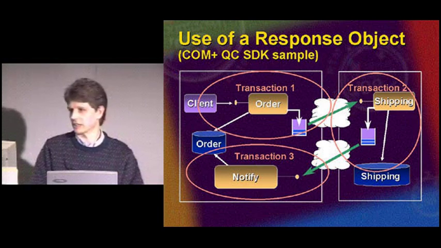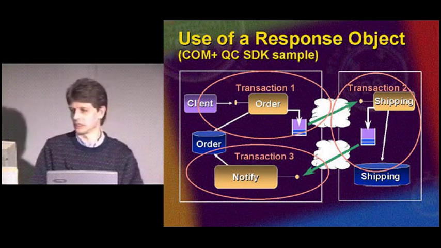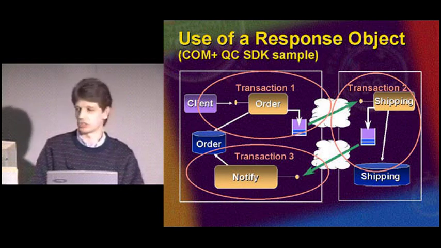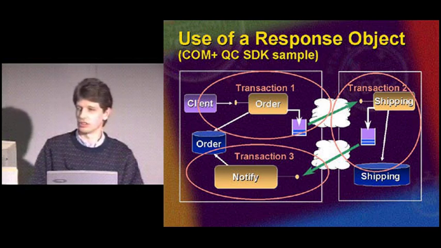So the shipping object can use that notify object's interfaces in exactly the same way as it would had it been a local object, just as any other queued component. So in this case, the notify object may update the order database with the outcome of the shipping transaction. And that may be a third transaction in this picture. And it can't necessarily give a response back to the original client, because the original client which took the order may well not be there anymore. So we use a separate response object to emulate that.